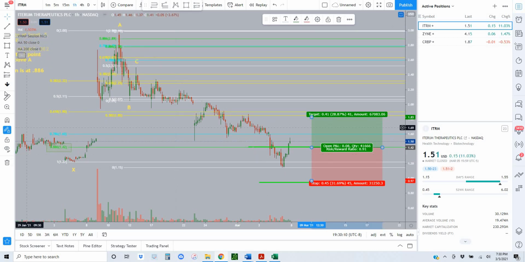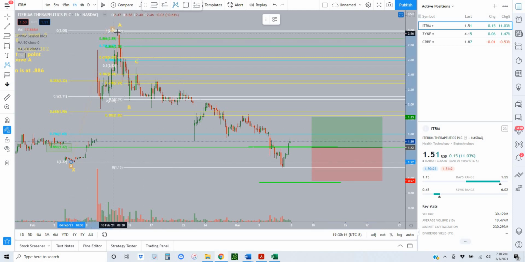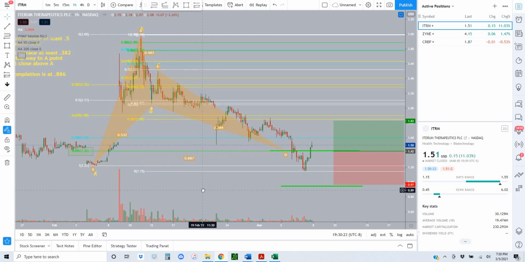And if I'm going to draw on this pattern, I should have done this before. If I'm going to draw on this pattern, this is what it would look like: X to A to B, B to C, and then D completion right here at the 886. That's what the pattern looks like in itself. Now again, price action, we've had so much pressure this week, selling pressure.